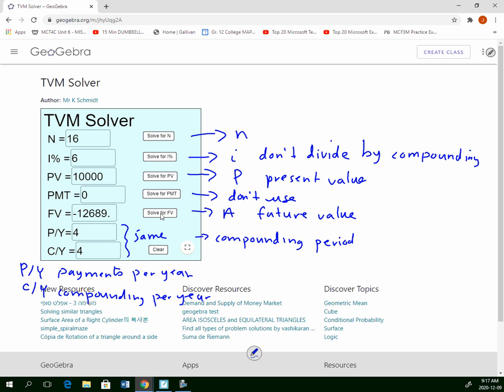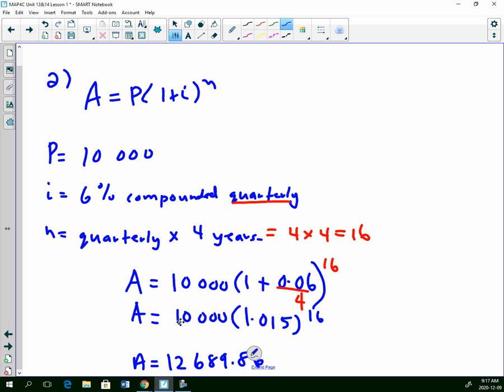Okay, so $12,689. If I look at that question, we got $12,689. Okay, so it's a good way to check your answer. It's an easy thing to use.